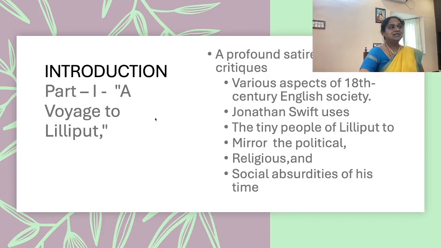So now, here is an introduction to Part 1, A Voyage to Lilliput. This particular part is a profound satire that critiques various aspects of 18th century English society. And here the writer Jonathan Swift uses tiny little people of just 6 inches in Lilliput to mirror the political, religious and social absurdities of his time. If you have watched my video on satire, I would have told you how satire is a novel that deals with absurdities. So here in this particular part, he deals with the social absurdities of his time.